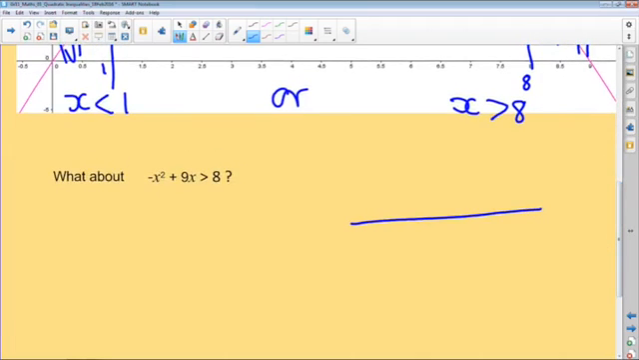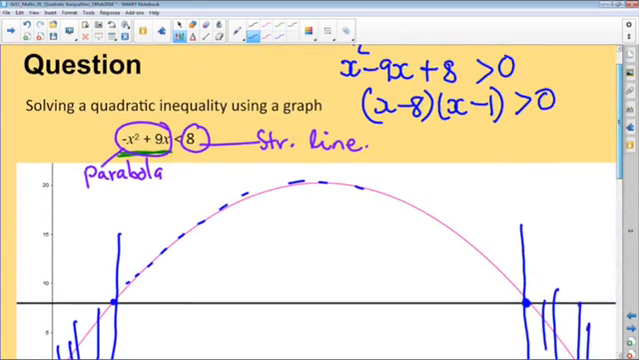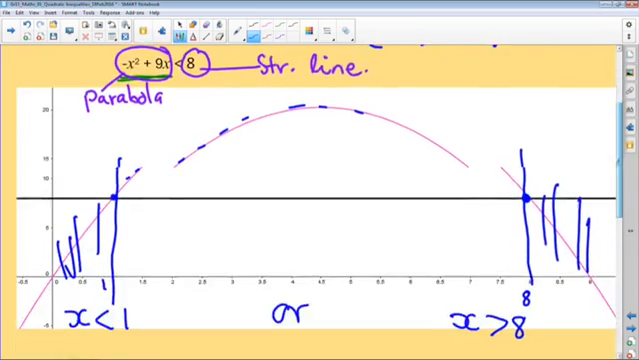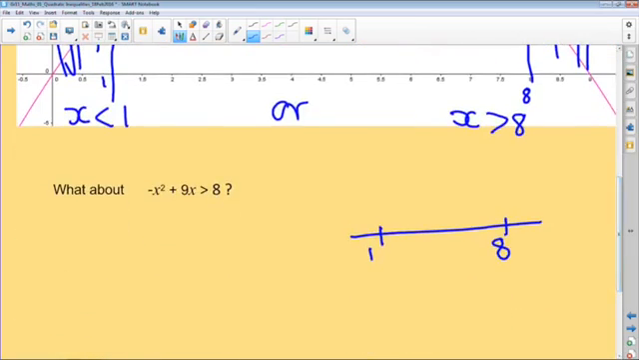Now, what's interesting here, grade 11s, is that you have 1 and then 8. The graph is now a positive graph. Why is it now a positive graph? We have multiplied by a negative there, all right? So we've got a positive rough parabola.